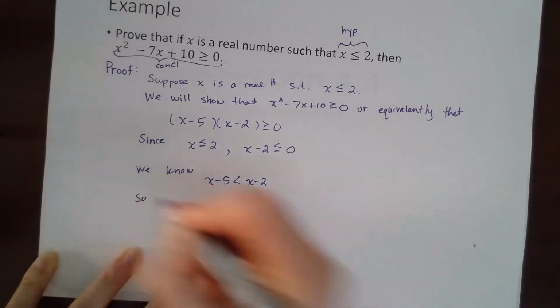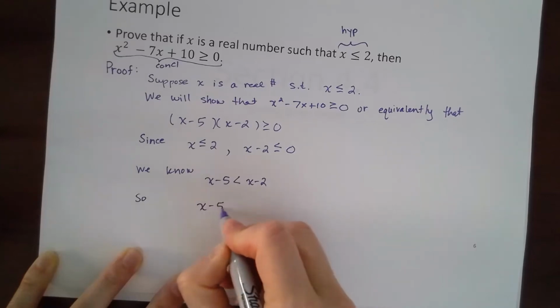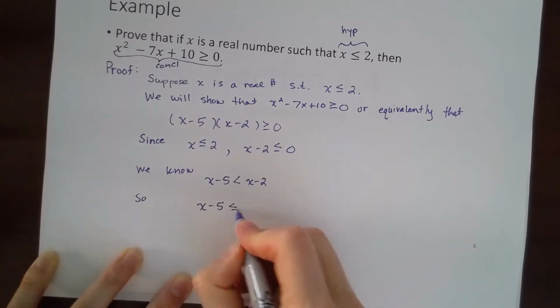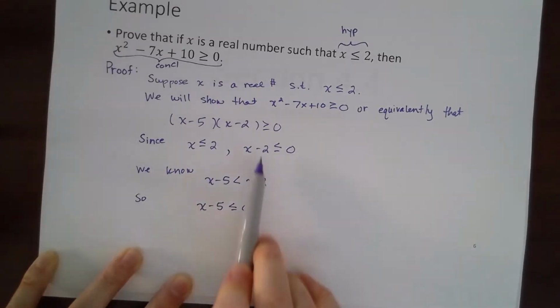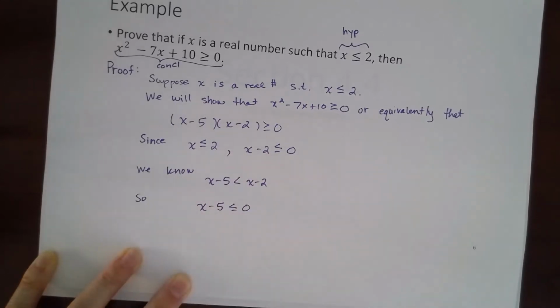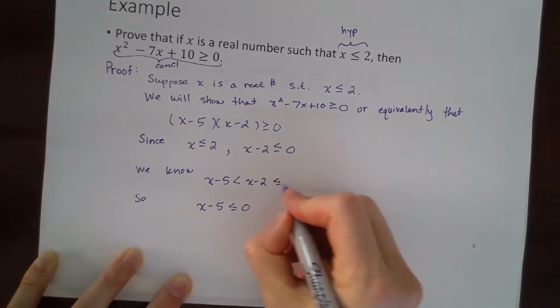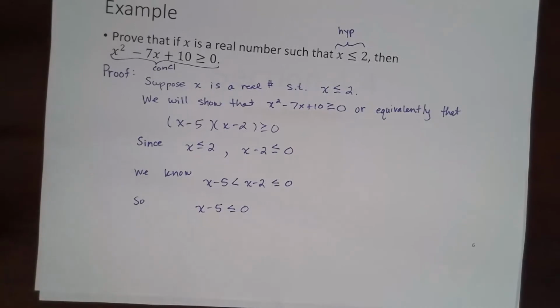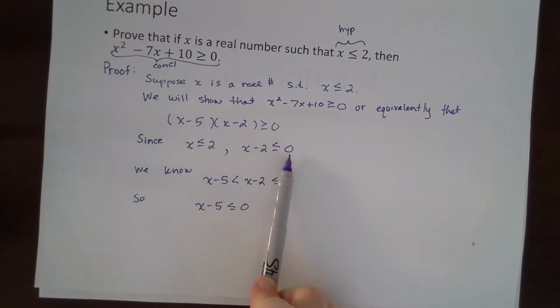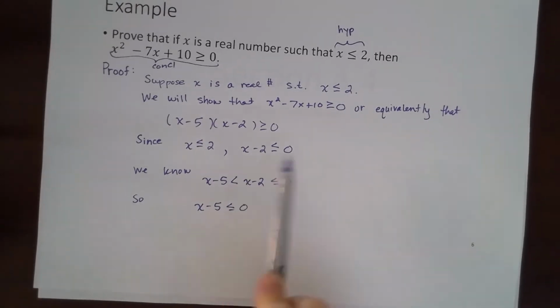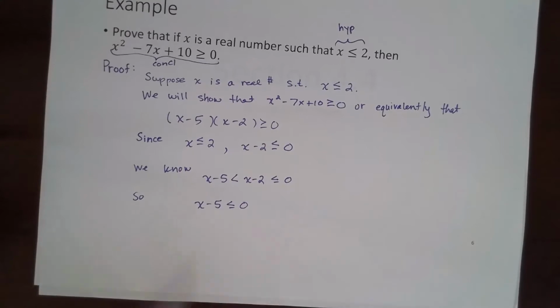Okay. So x minus 5 has to be less than or equal to 0 as well, because x minus 2 is less than or equal to 0, right? I can even put that in here. Okay. So now we have this, that x is non-positive, x minus 2 is non-positive, and x minus 5 is non-positive. Okay.